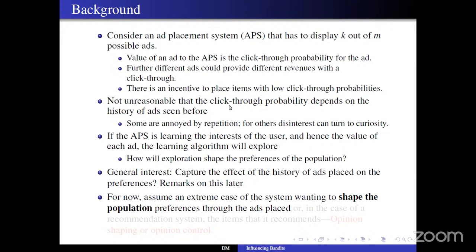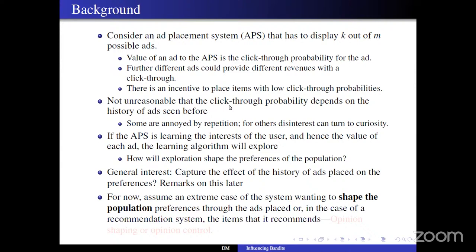For now, assume an extreme case. For the purpose of most of the rest of this talk, we'll assume the extreme case where the ad placement system actually wants to shape your preferences. We want to have a model for that and see how it can shape your preferences through the ads that it places. This is typically the stuff of political campaigns or any other ad campaigns, so it's not unreasonable that I'm making this assumption on the system, or picking up on that motivation.